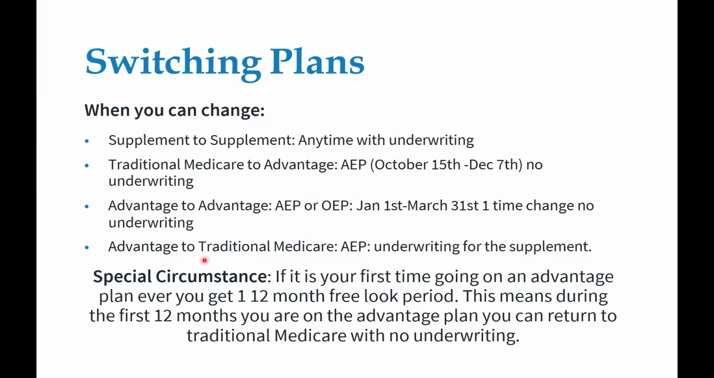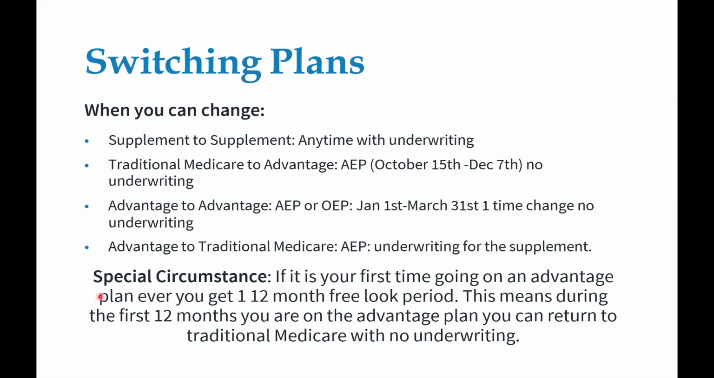If you're going from Advantage plan to supplements, you can only do that during annual enrollment period. And you would have to go through the underwriting for the supplement. The supplement, again, we can start anytime. The reason why we can only do this during annual enrollment period is because the prescription portion of it can only be added during annual enrollment period. So we would go through the underwriting of the supplement. If you're accepted and then the supplement is good to go, then we would make sure we get the prescription drug plan ready to go as well with a January 1st start date.